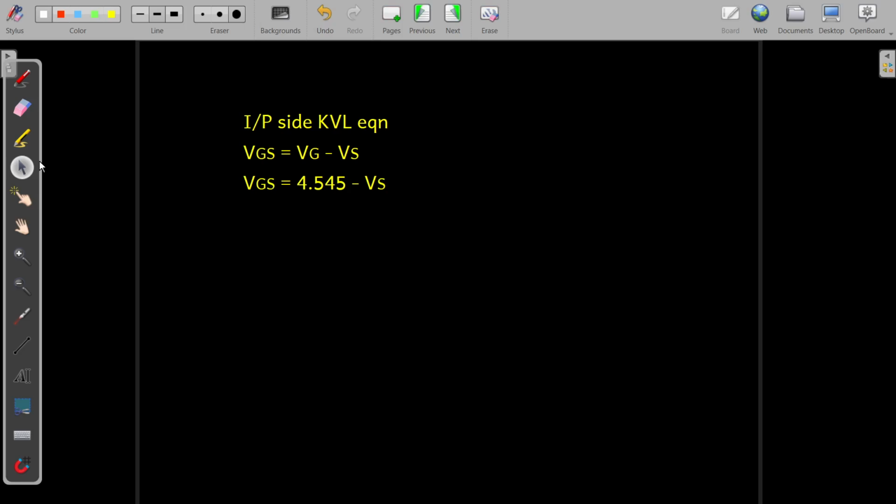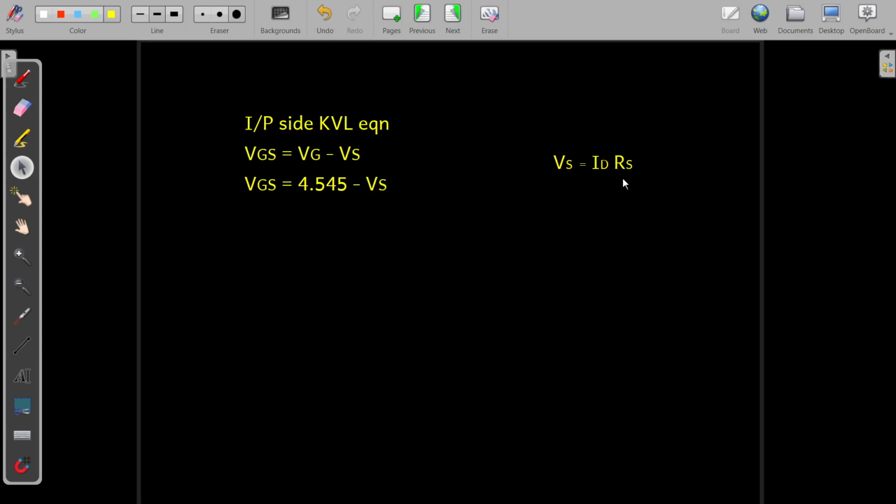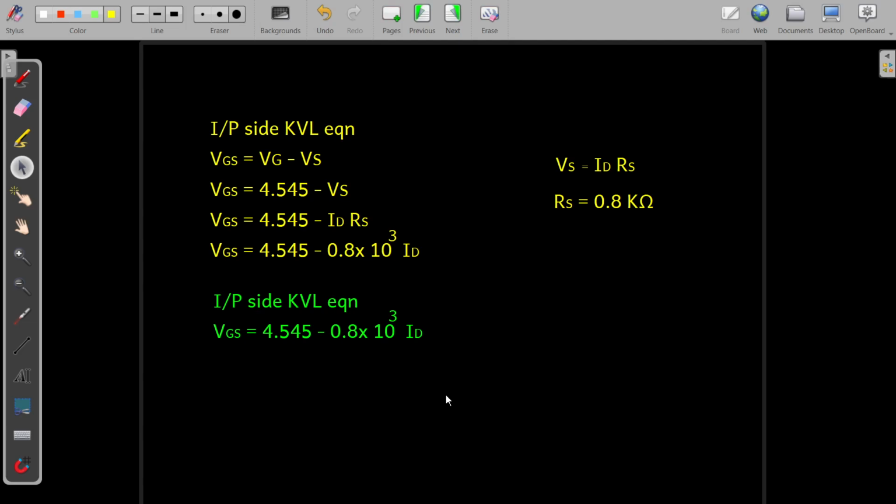In this, what is VS? This is RS, the source resistance. Through this source resistance, the current ID is flowing. So at the source point, the current ID is flowing so that this VS potential can be written as ID RS. If you substitute this expression for VS, we get VGS as 4.545 minus ID RS. The source resistance is given in the problem as 0.8 kilo ohm, so we can substitute it into this KVL equation. Again, in this KVL equation, which is used for biasing, we have two unknown values, that is ID as well as VGS.